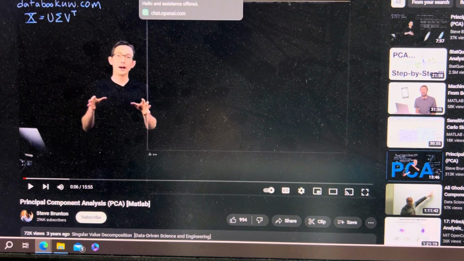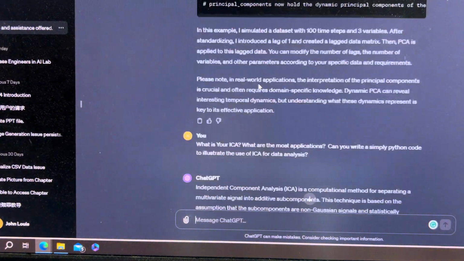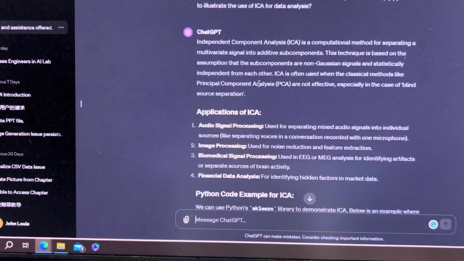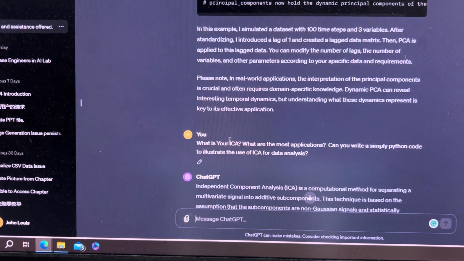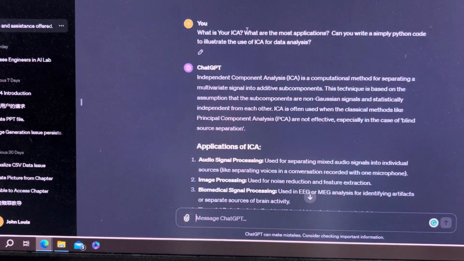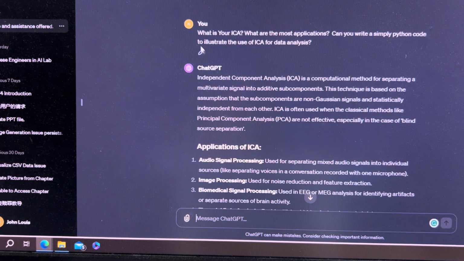Then I asked, keep going, what is ICA? What are the most common applications? Can you write a simple Python code to illustrate the use of ICA for data analysis? And ChatGPT gave a very good answer.